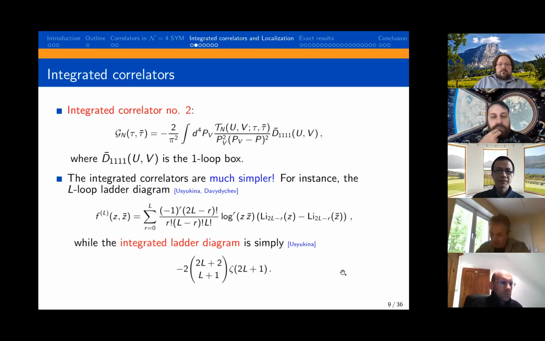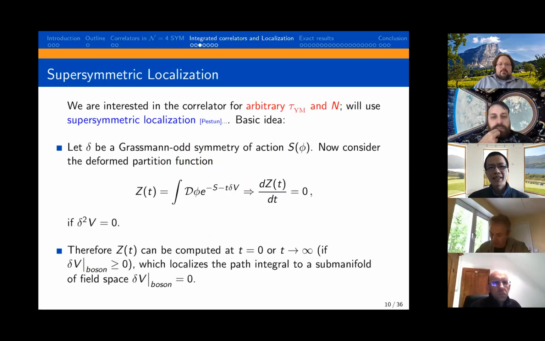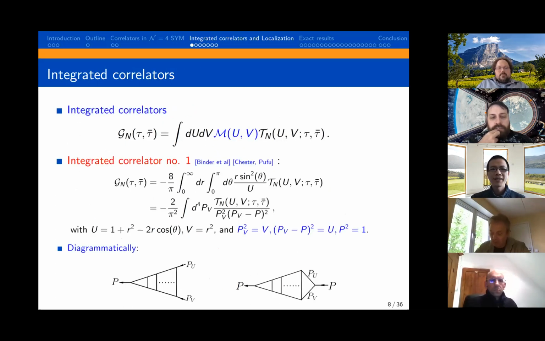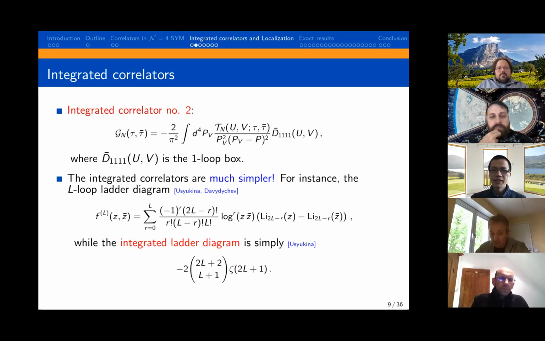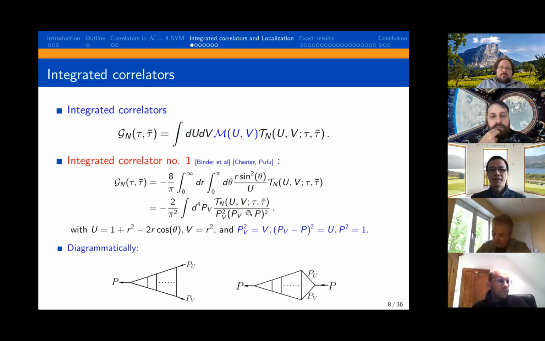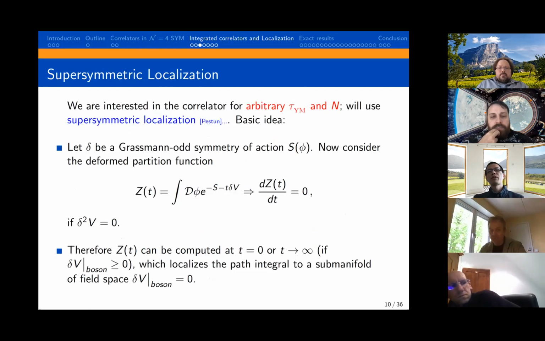And okay, so this is not how they usually introduce the integrated correlator. The point is that with this particular choice of measure, this object turns out to be computable by supersymmetric localization. So let me briefly remind you of the procedure of localization. We want to compute some path integral, and to do that, you deform the path integral by some deformation.